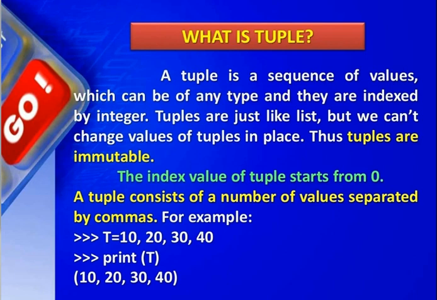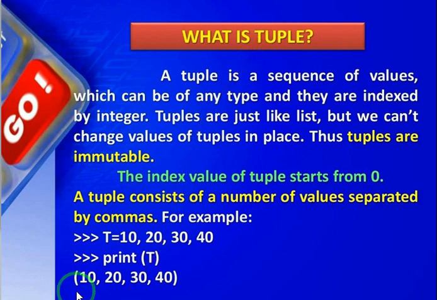So, what is a tuple? A tuple is a sequence of values which can be of any type and they are indexed by integers. They are just like lists, but they're immutable data types. Hence, we can't change their values. Now, the index value of a tuple starts from 0 and the values are separated by commas.